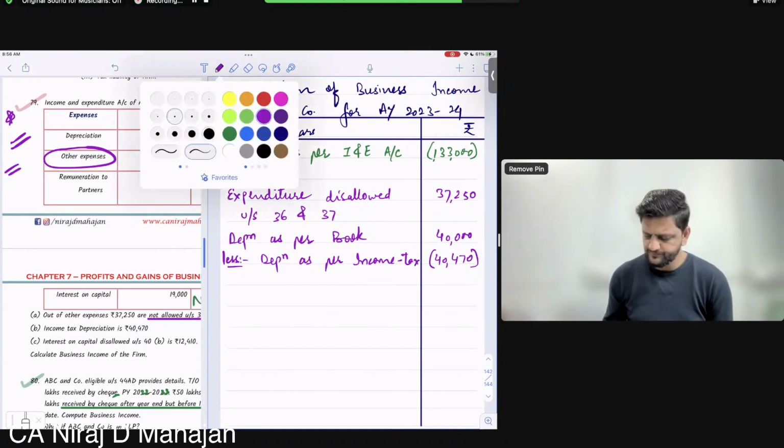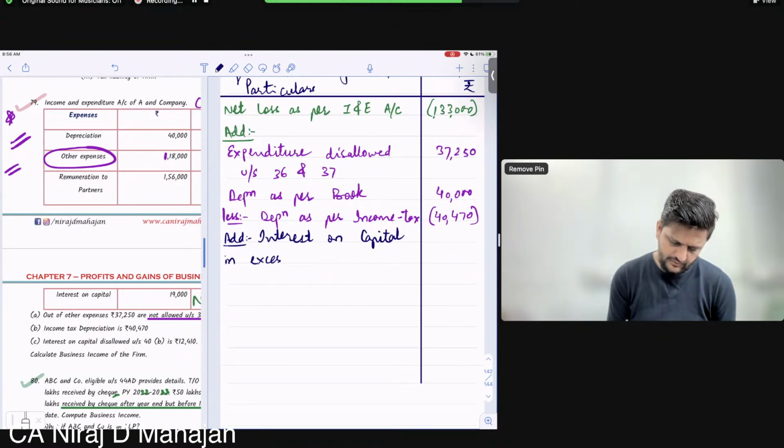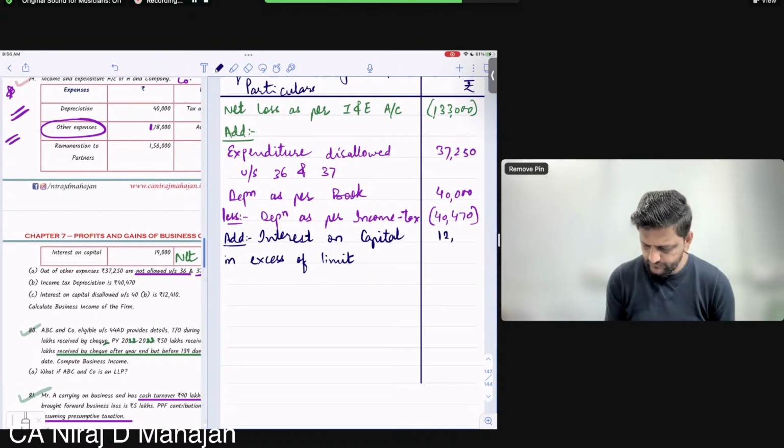Now next point, important. Again add interest on capital in excess of limit. In excess of limit, they have given you 12,410. So that is what you disallowed.